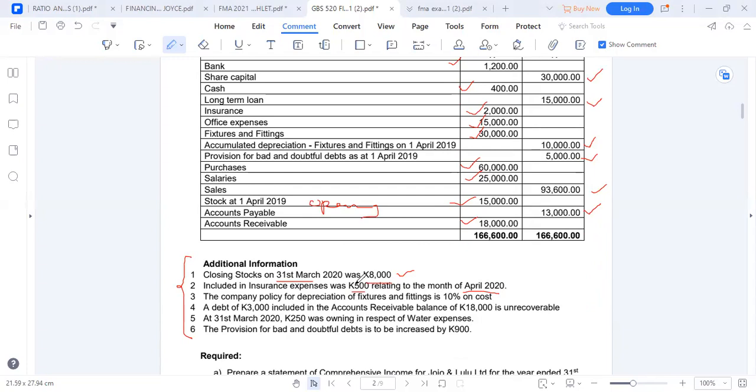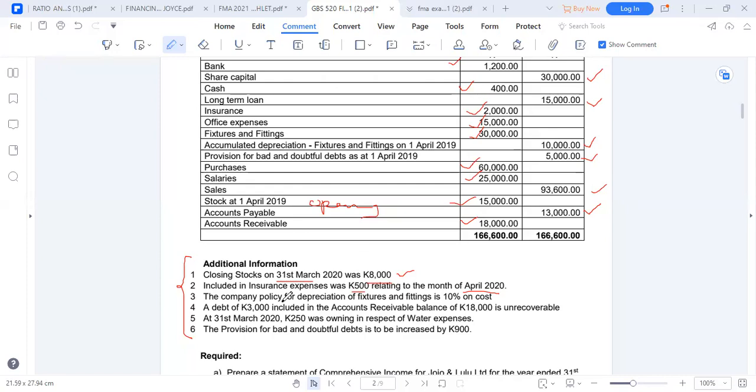So according to the accruals concept, prepayments, you do what? You subtract them, because we have not yet enjoyed the benefit of this insurance. But we also show it under our balance sheet as a current asset because it's our money. Is that clear now? Yes. Right.